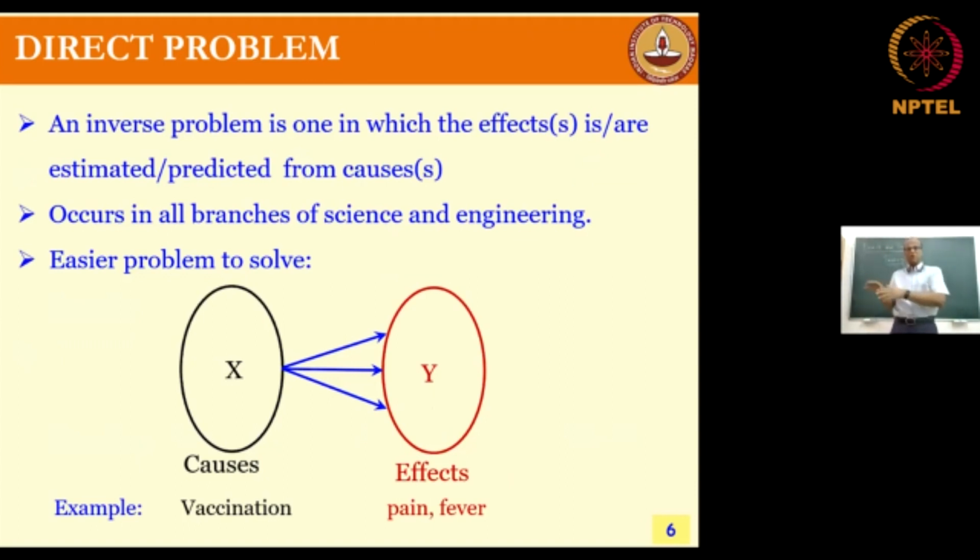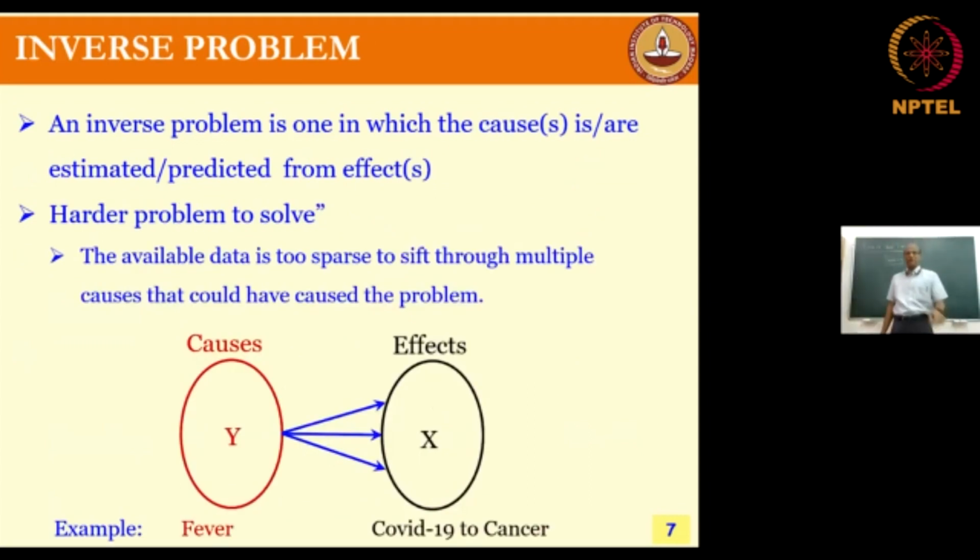You're vaccinated, and in 1 or 2 days you have a fever. That is fine. That is the forward problem. But if I have a fever, what is the cause? Sorry, the effect and cause terminology must be interchanged. The effect is the fever, and the cause could be anything from COVID-19 to cancer. So the inverse problem is harder to solve.